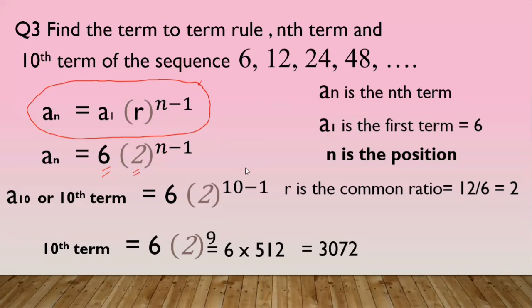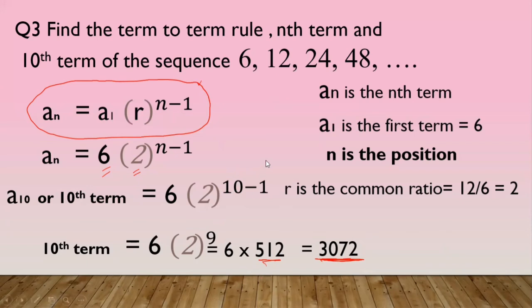To find the 10th term, we just substitute 10 in place of n. So 2 raised to 10 minus 1, which is 2 raised to 9. When you multiply 2, 9 times, you get 512. And 6 into 512, which is 3072, is the 10th term of the given sequence. Now this was easy, a geometric sequence. Remember the formula. Watch again to understand it better. Let us move on to the next question.